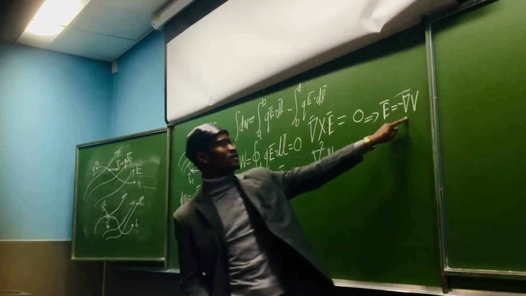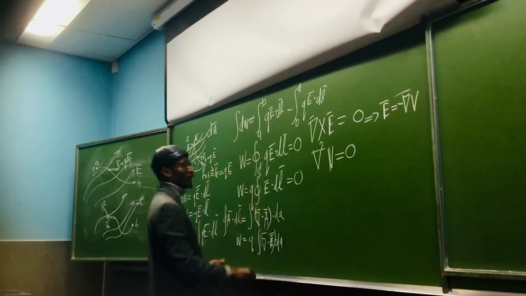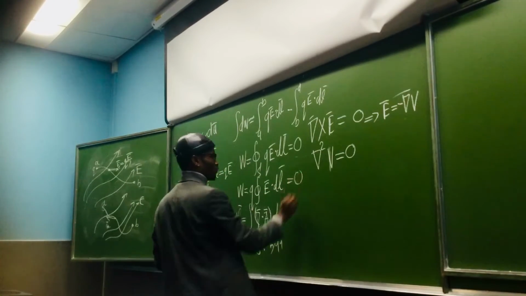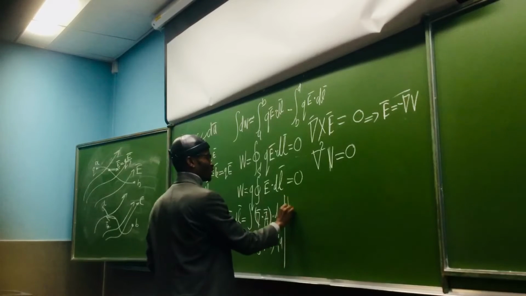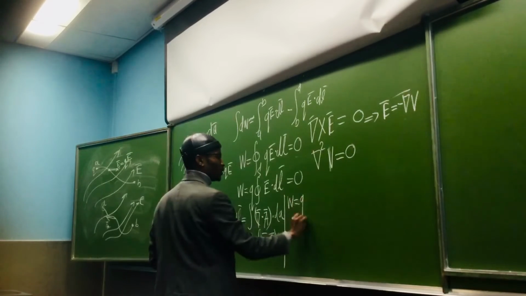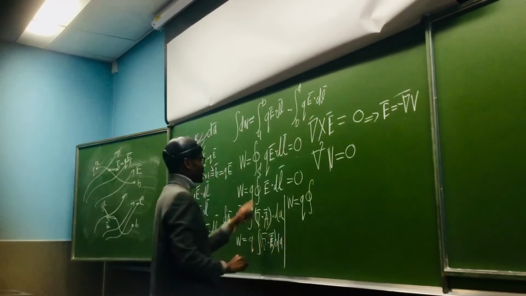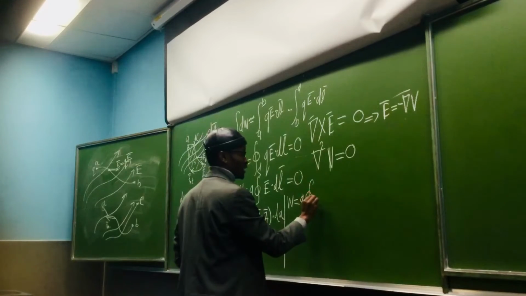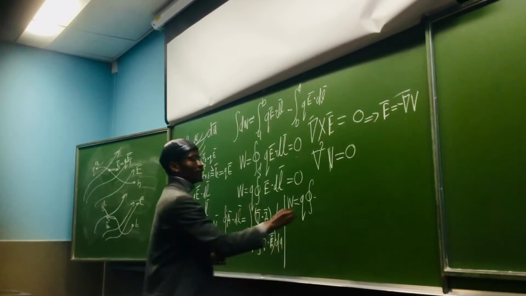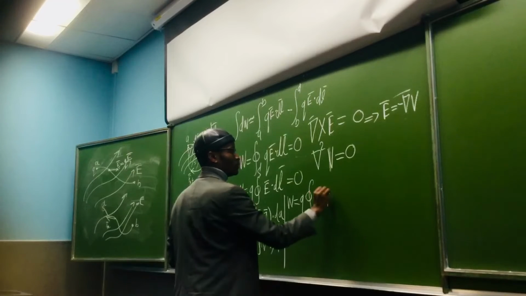So this is the electric field. Let's put it back into the equation that we had. We then have the following. Let us put some space there. We have that the work then becomes Q multiplied by the negative gradient of V, dot dl.